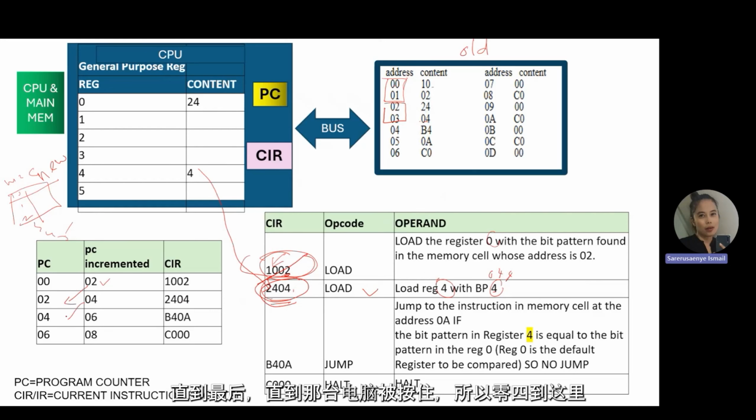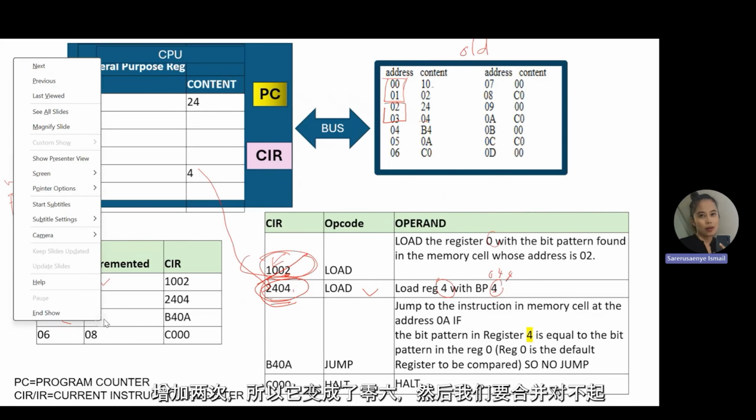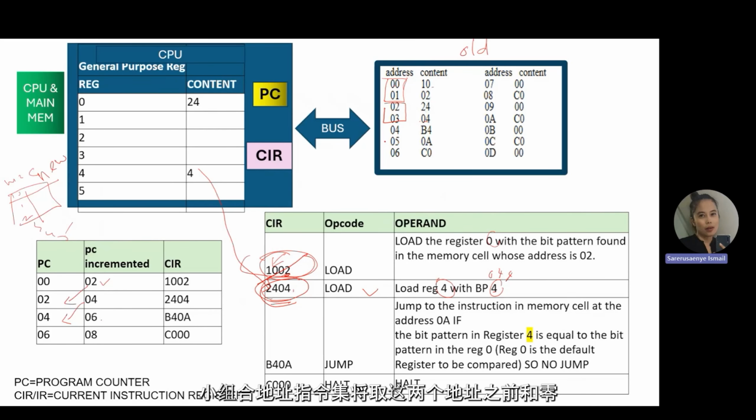So 04 goes down here, increment 2 times, that's why it becomes 06. And then we're going to do the combination: the address set of instruction will take these 2 addresses B4 and 08. That's what we have here in the current register, B408.